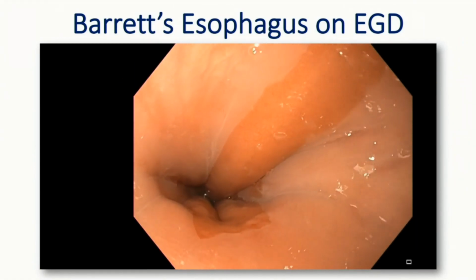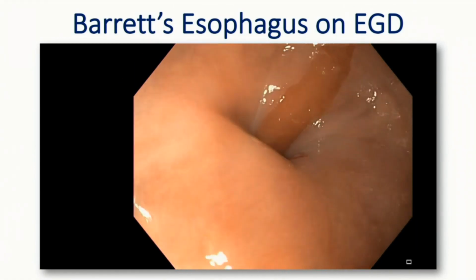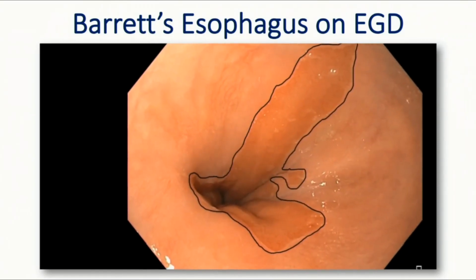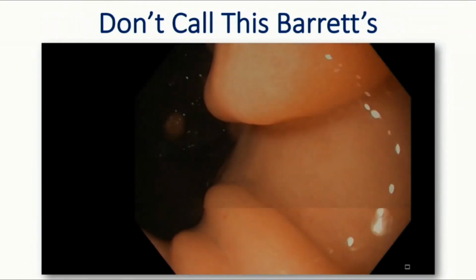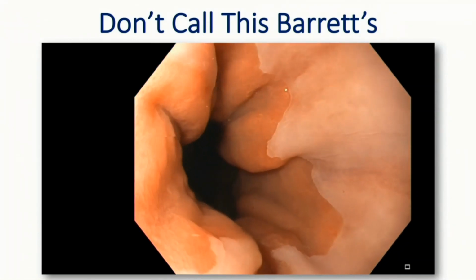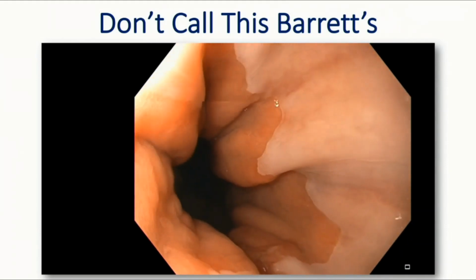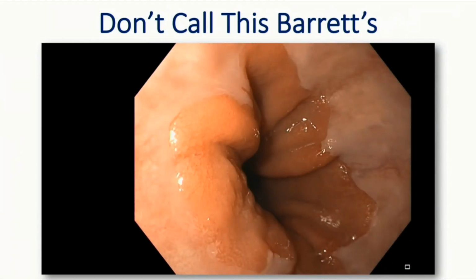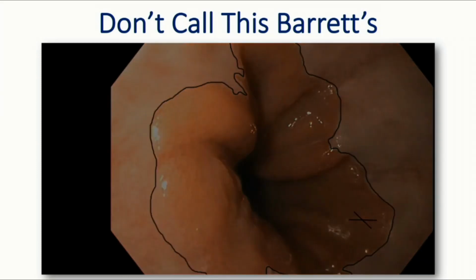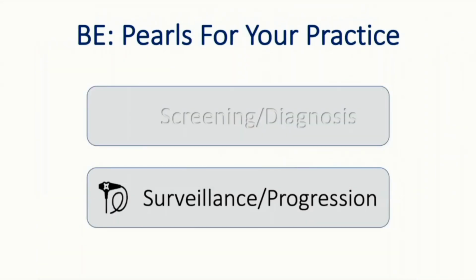So what does this look like endoscopically? You can see there is no circumferential Barrett's esophagus. This patient has a C0 M2 Barrett's esophagus. On the other hand, look at this patient. This appears to be a mildly irregular Z-line. There is really no endoscopic evidence of Barrett's esophagus, not even at the X. So try not to take biopsies from that area and don't call this Barrett's esophagus.